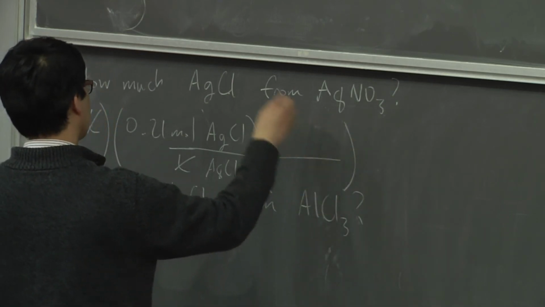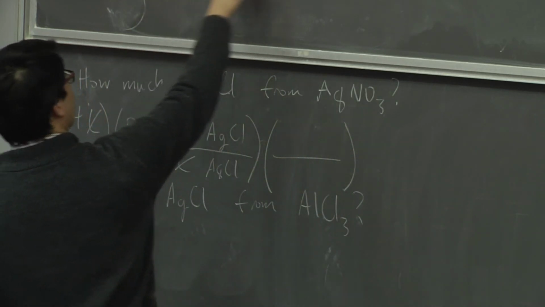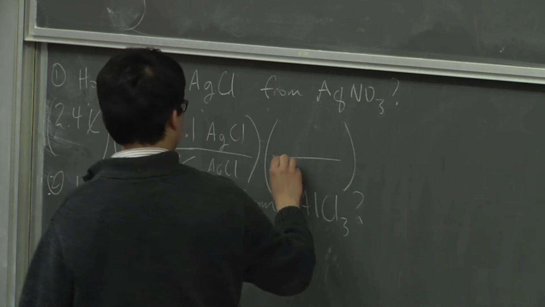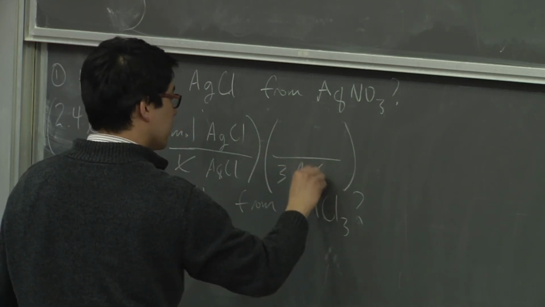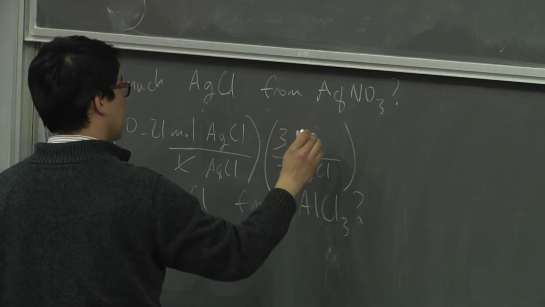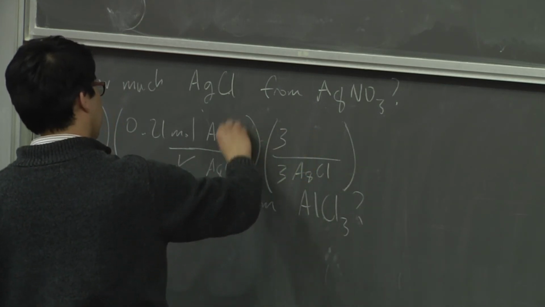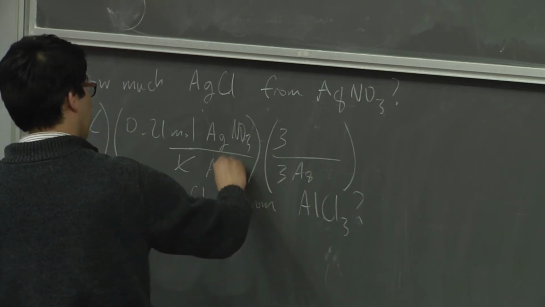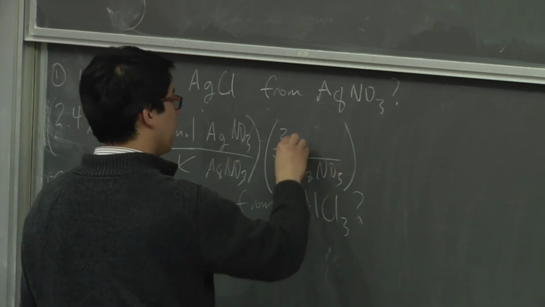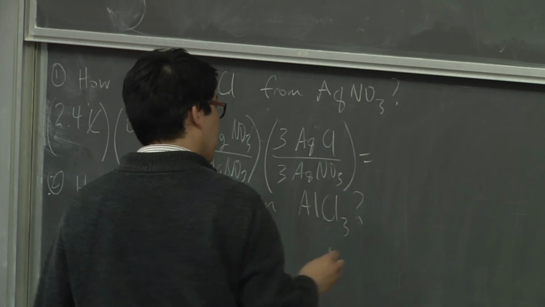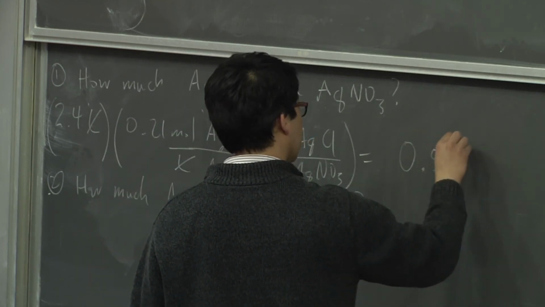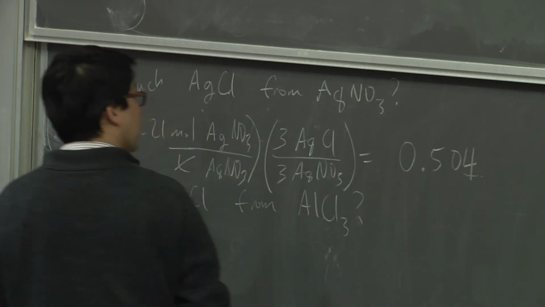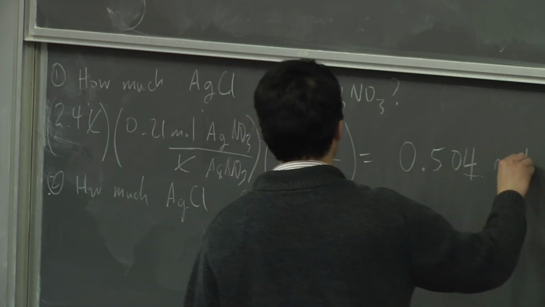And then from the AgNO3, 3 of those give me 3 of these. No, I'm lying to you: 3 AgNO3 gives you 3 AgCl. And for that, I think people are getting 0.504 moles of AgCl. Okay, we'll keep the extra digit, but it's not really there.